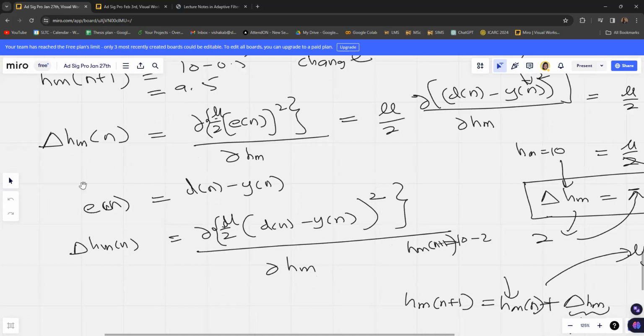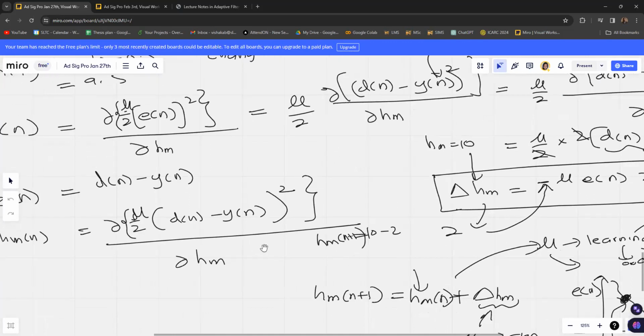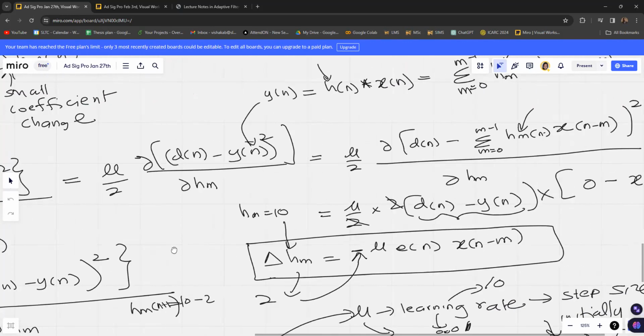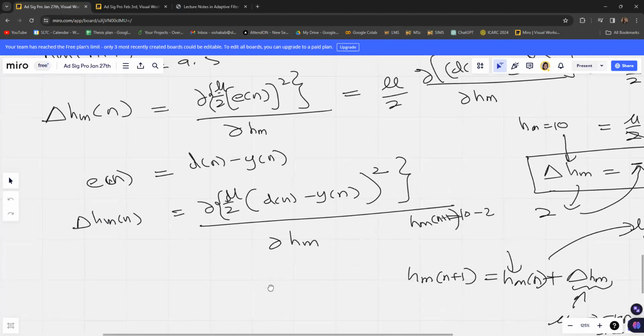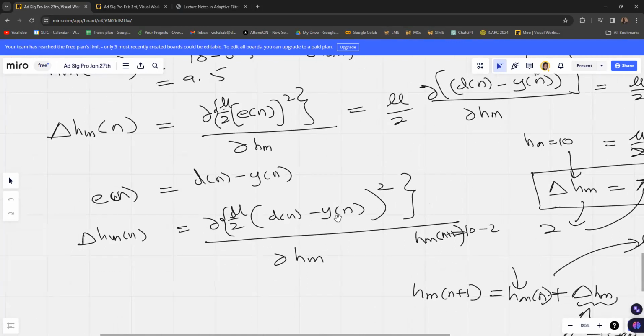So this is regarding how we can determine this delta H value. That delta H value we can decide by taking the derivative of this error function with respect to the filter coefficients. So after you find the derivative, as I think I have done in here, I can substitute for yn an equation which has components of the filter coefficients.